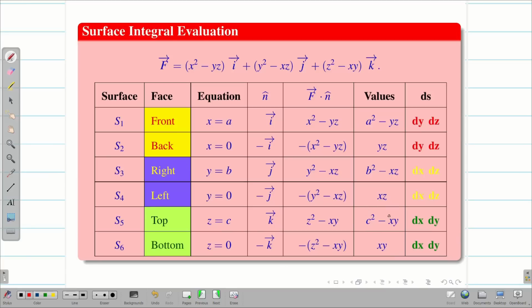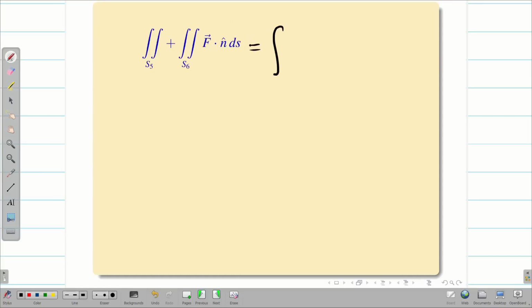Next we are going to calculate for the surface S5 and S6. For this, we need the data from the table. We can see here F vector dot n cap is c square minus xy for S5 and xy for S6, and dS value is going to be dx dy. So either you can take dx dy or you can take dy dx. So double integral, I am going to take dy dx. So my limits are 0 to a, 0 to b, c square minus xy plus xy.